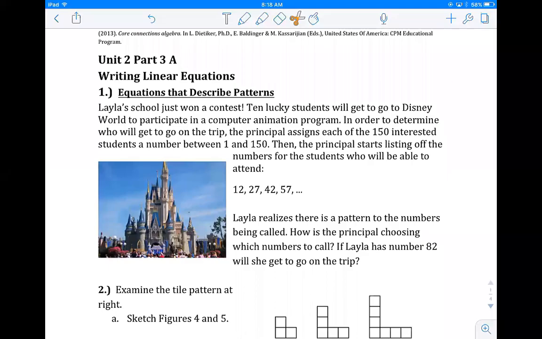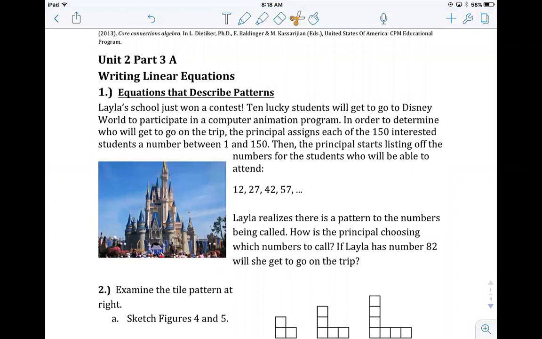The notes for today are Unit 2, Part 3, Writing Linear Equations. So Layla's school just won a contest. 10 lucky students will get to go to Disney World to participate in the computer animation program. In order to determine who will get to go on the trip, the principal assigns each of the 150 interested students a number between 1 and 150.